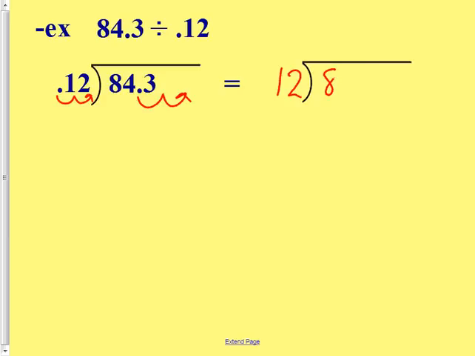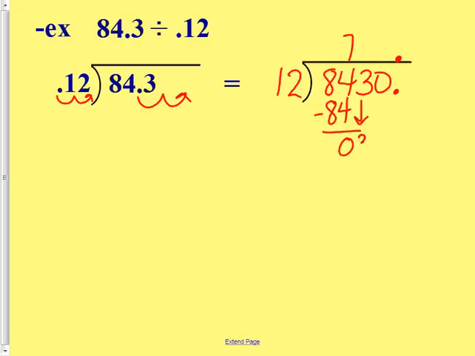And I'm going to get 8,430. Remember, I generally try to put a decimal at the end of the whole number. That way, if I annex zeros, I don't forget where my decimal was. So 12 will not go into 8. It goes into 84 7 times. 7 times 12 is 84. I'm going to subtract and get 0.